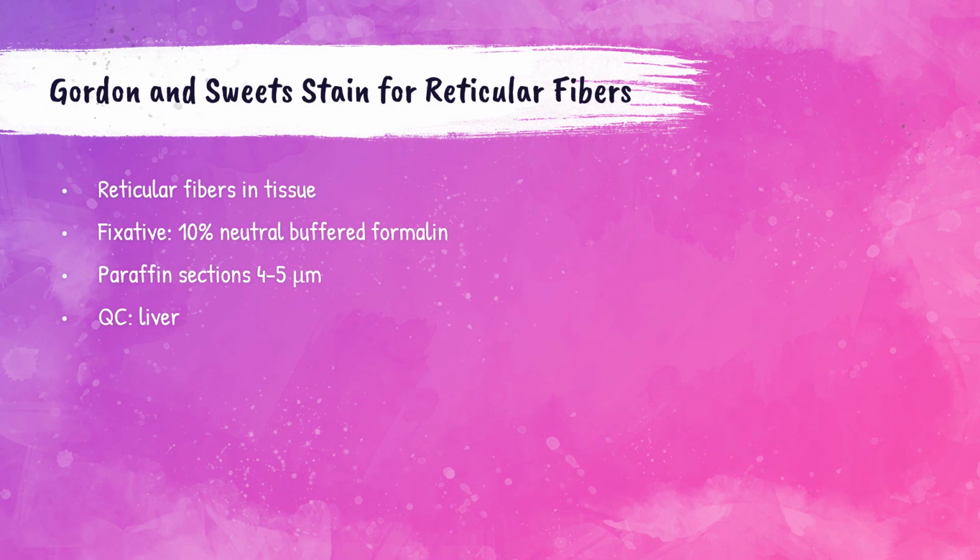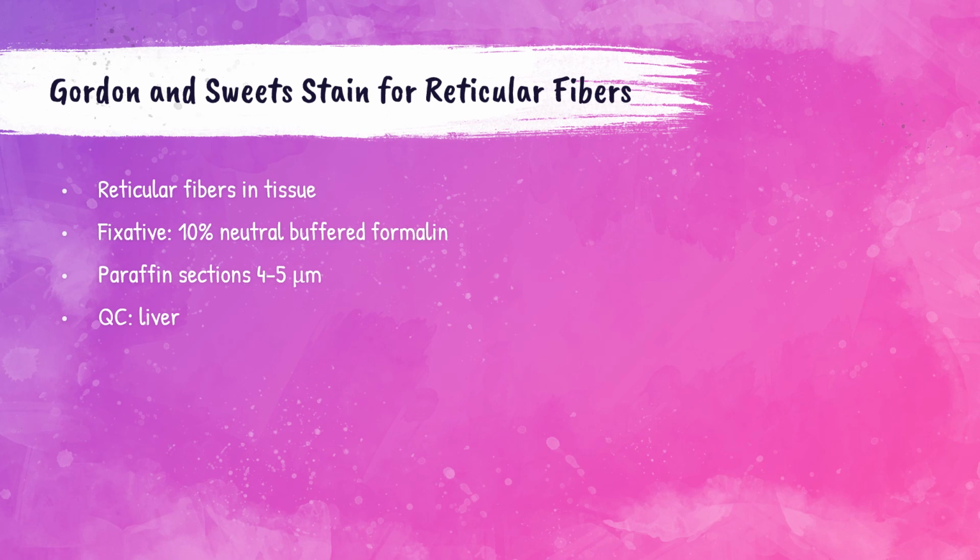Now the Gordon and Sweet stain for reticular fibers is the second silver technique for reticular fibers. In this staining technique, the tissue is oxidized with potassium permanganate. Any excess of this oxidizer is removed with oxalic acid. Ferric ammonium sulfate is the sensitizer in this reaction. After impregnation of the tissue, formalin reduces the silver to its metallic visible form. Any excess silver is removed with sodium thiosulfate. And of course, counterstaining is optional.